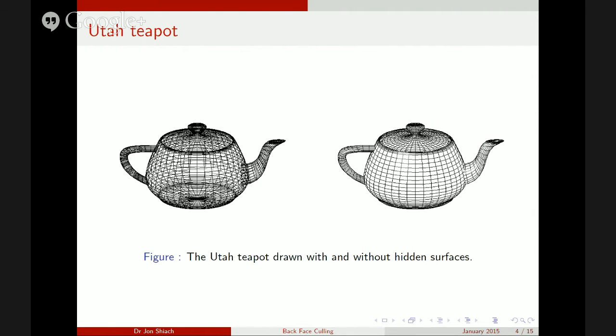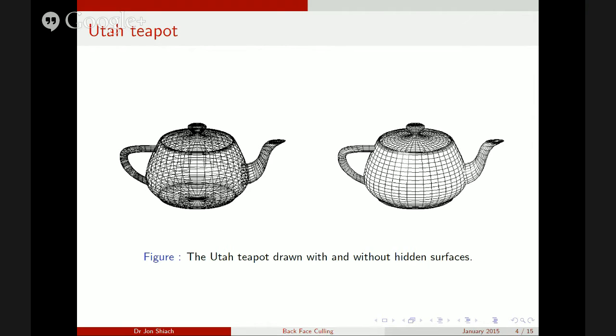The particular technique we're going to be looking at today is particularly useful when we've got enclosed objects. This is an object called the Utah teapot. It's quite a famous object in graphics. On the left, I've drawn it using all the polygons, and I've made the polygons transparent so you can see through it and to the back. It's kind of like a wireframe 3D object. The one on the right is exactly the same polygons. I just haven't drawn any polygons which we shouldn't be able to see from where you're looking at it right now.